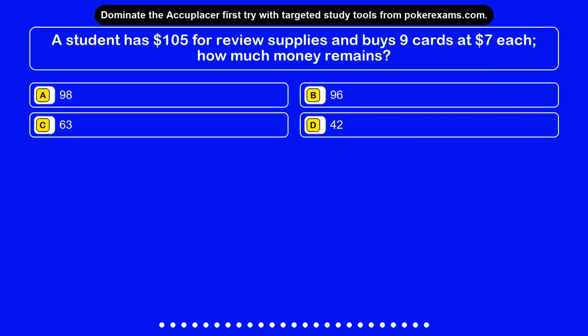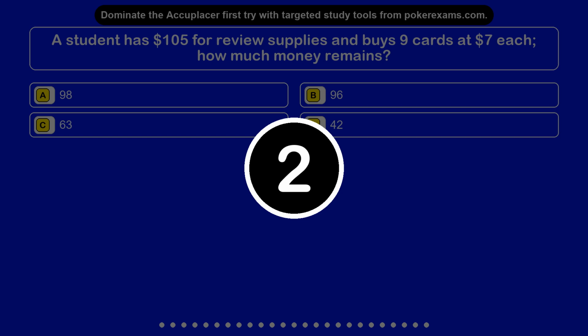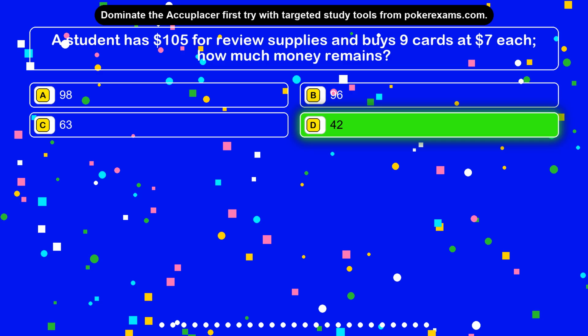Question 8. A student has $105 for review supplies and buys 9 cards at $7 each. How much money remains? Option A, 98. Option B, 96. Option C, 63. Option D, 42. The correct answer is option D, 42.